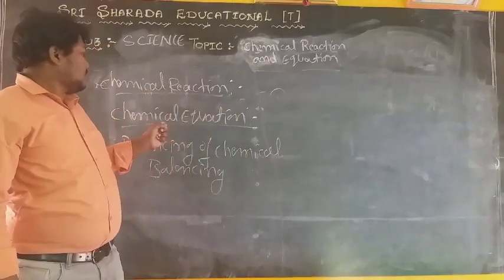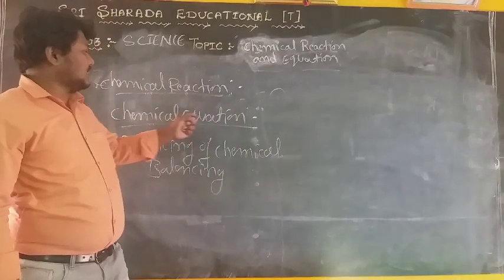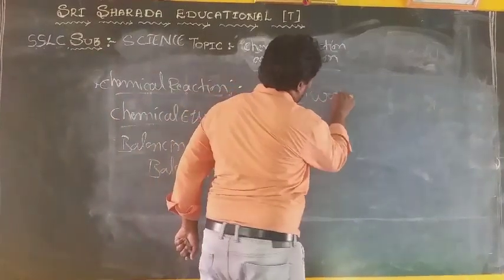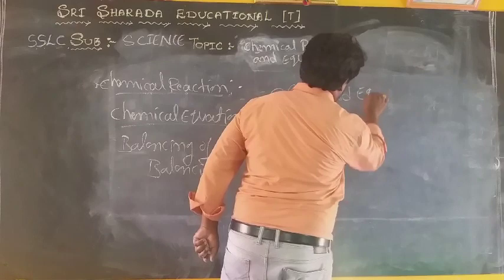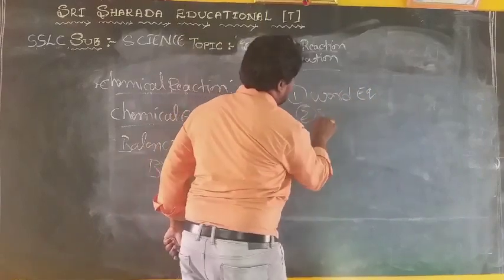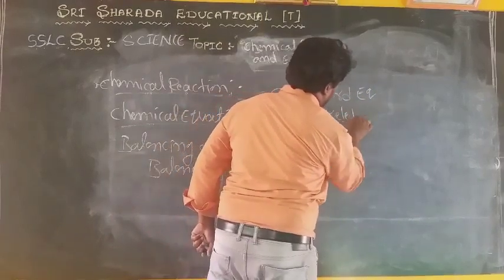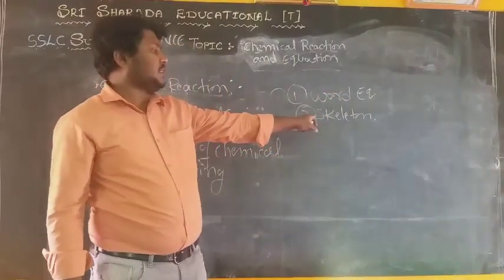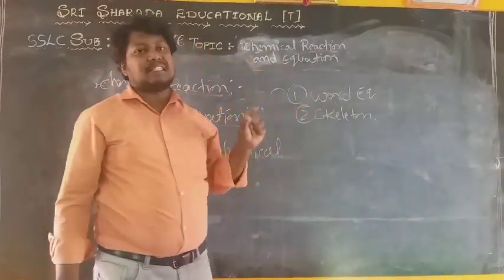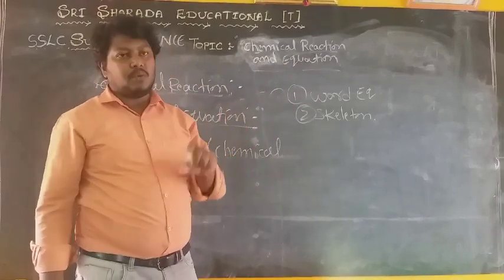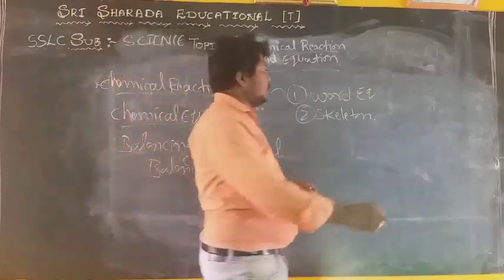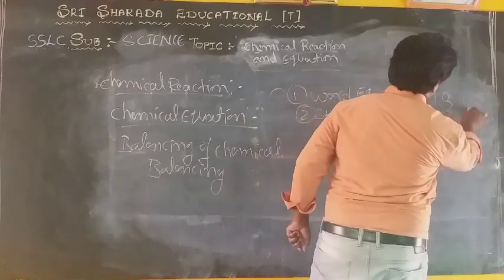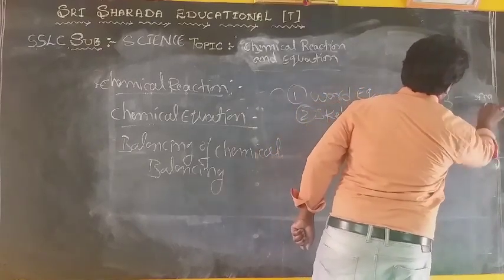So before that, we discussed chemical equations. In that, first we discussed the word equation. Afterwards it forms into a skeletal equation. So what are the differences between the word equation and the skeletal equation? A word equation is completely represented by words. For example, magnesium and oxygen give us magnesium oxide.